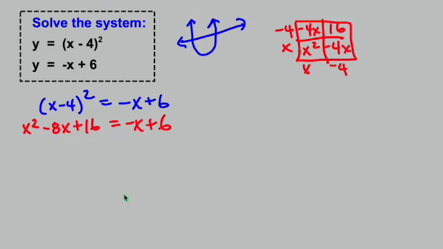All right, so let's go ahead, and we want to have it equal to 0 on one side so we can factor or use the quadratic formula. So to do that, we're going to need to add x and subtract 6 on both sides. So I'm going to go ahead and do that. Add x, subtract 6. So now I get x squared minus 7x, and then I get plus 10.